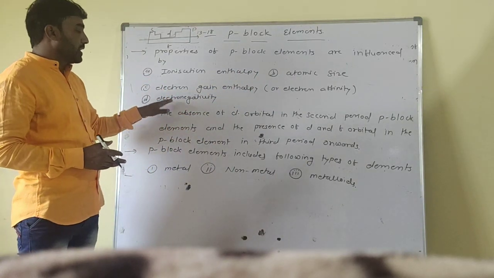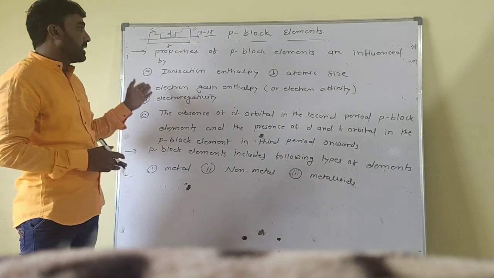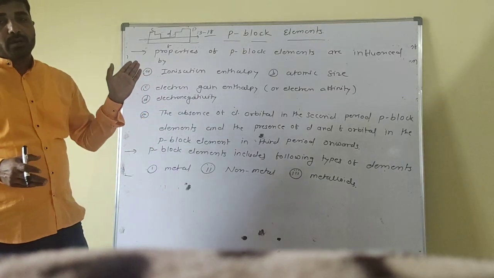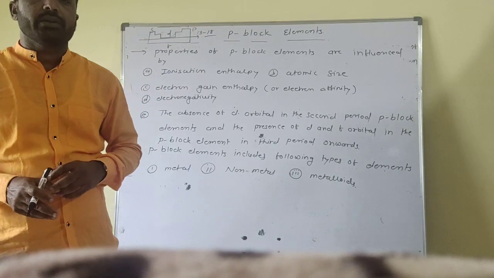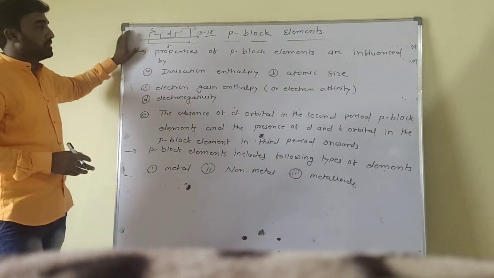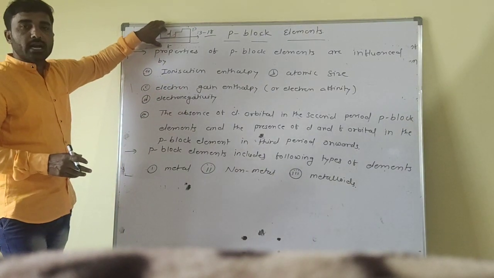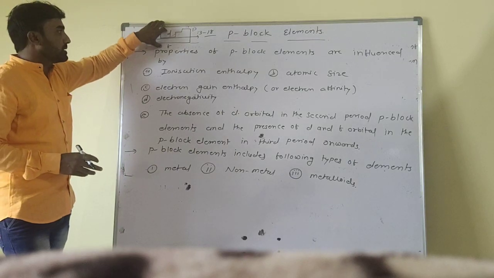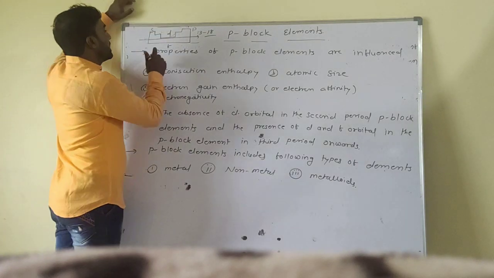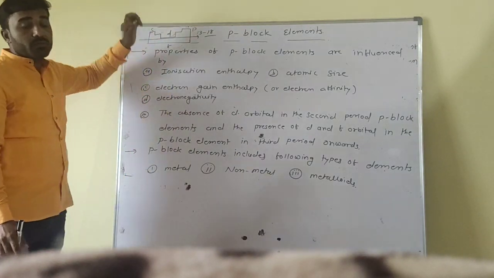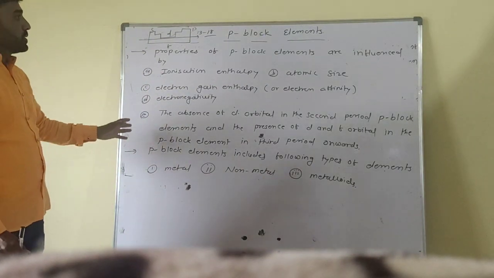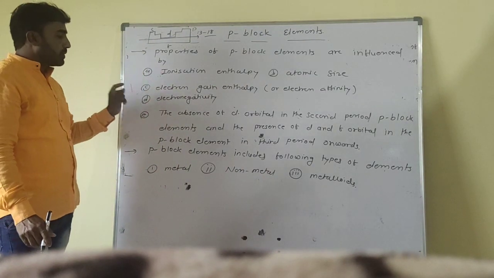Fourth point is electronegativity. P block elements have higher electronegativity as compared to the S block elements, and the D block elements are the transition elements. F block elements are present at the bottom of the periodic table. So these are the properties of p block elements.